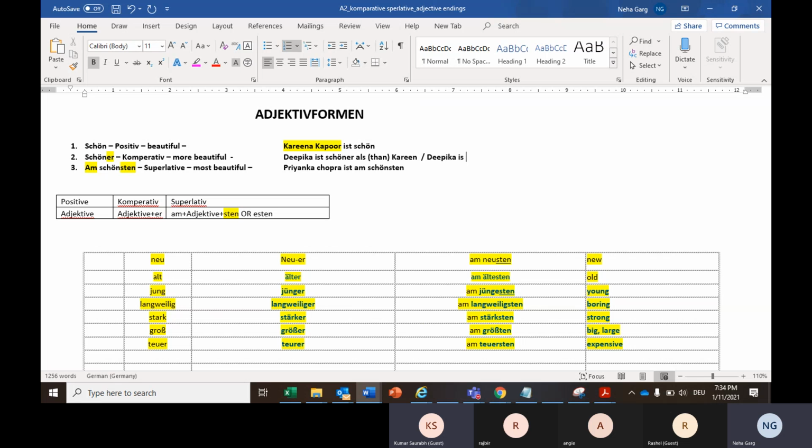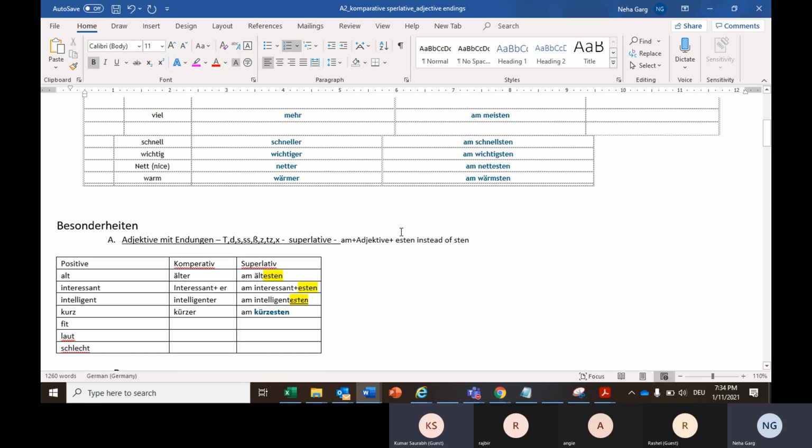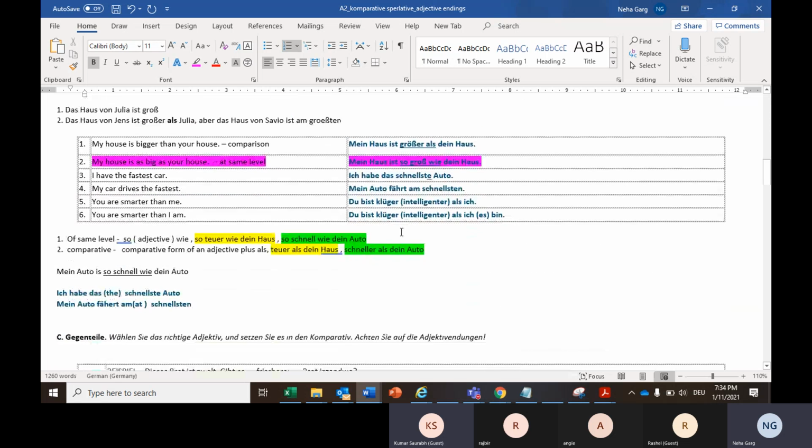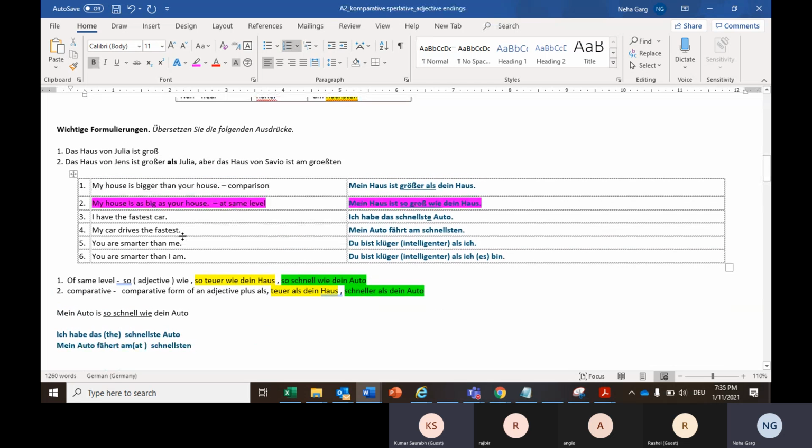Deepika is zo schön wie Regina. So here in the first sentence, I am comparing that one person is more beautiful than the other person, but in the second sentence, I'm saying one person is as beautiful as the other person. So zo, schön, wie. So when you are talking about two things which are at the same level, this is another way of writing the adjective.